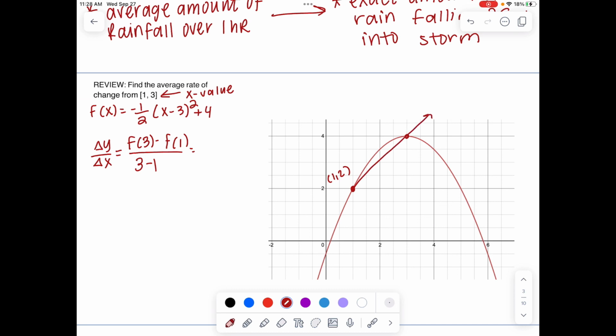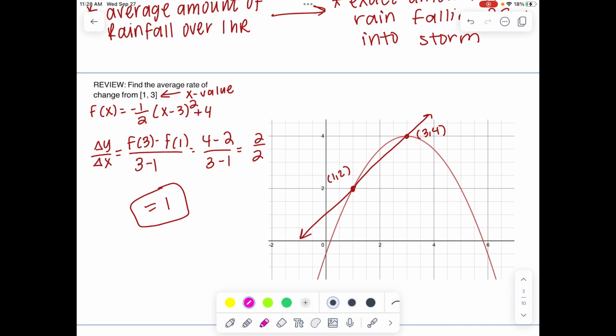By finding the average rate of change, I'm just trying to find the slope of this line, which is just rise over run, which is just the change in y over the change in x. This point right here is 3, 4. So f of 3, therefore, is 4. F of 1 is 2, and my change in x values is 3 minus 1. So I'd have 4 minus 2, which is 2, over 3 minus 1, which is 2, and so our average rate of change is 1, and that is also the slope of this line.